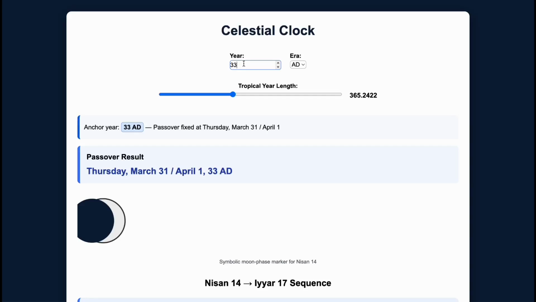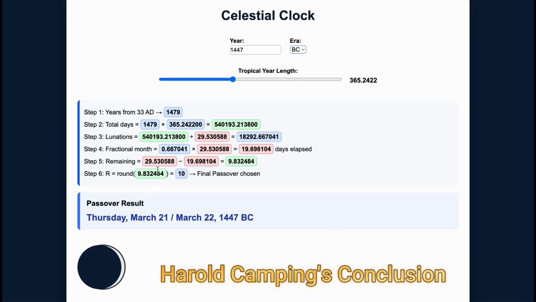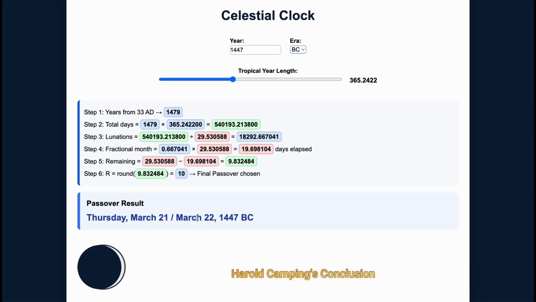Alright, this is part 2 of the celestial clock, and today we're going to do something a little bit different, and that is we're going to look at the date of 1447 BC. 1447 BC, and he had it at Thursday, March 21st / March 22nd of 1447 BC.